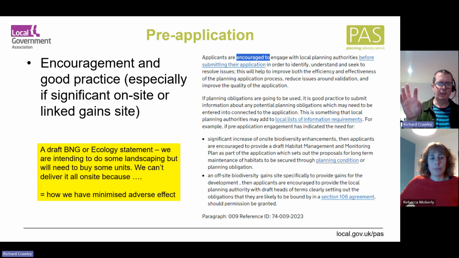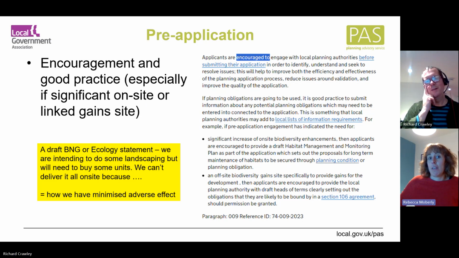We think, and what Paz thinks will appear in this little yellow box at various points through this presentation, we think something that might be called a BNG statement, a biodiversity statement, an ecology statement, something like that, which basically is a statement of intent. We're intending to do some landscaping, we'll need to buy some units, we can't deliver it all on site, because effectively how they're going to approach the biodiversity, come on, help me out, what's it called? Biodiversity gain hierarchy. Thank you. It's the end of the day, isn't it?